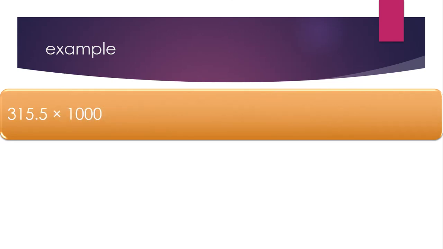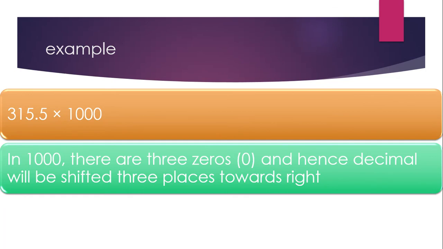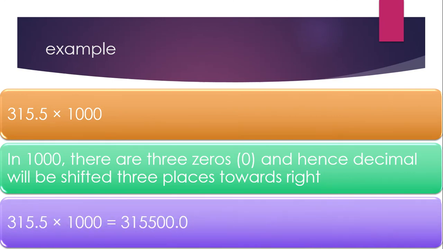Example: 315.5 into 1000. In 1000 there are 3 zeros, and hence the decimal will be shifted 3 places toward the right. So 315.5 into 1000, and we are going to shift the decimal. So we get the answer 315,500.